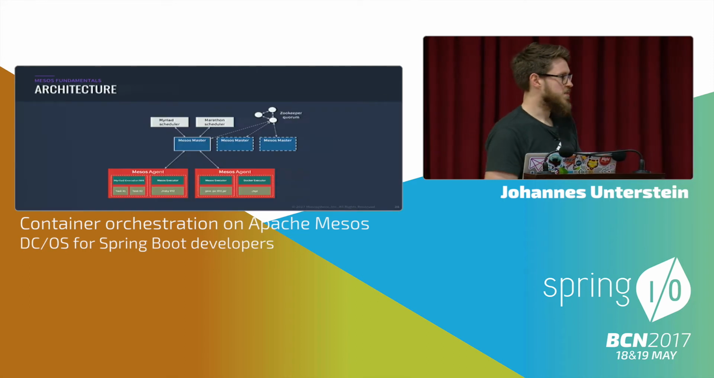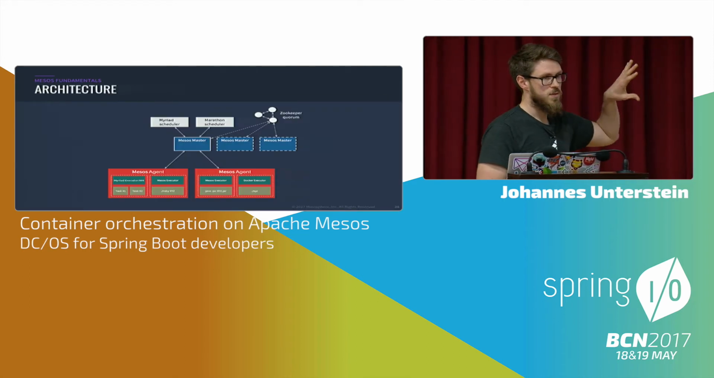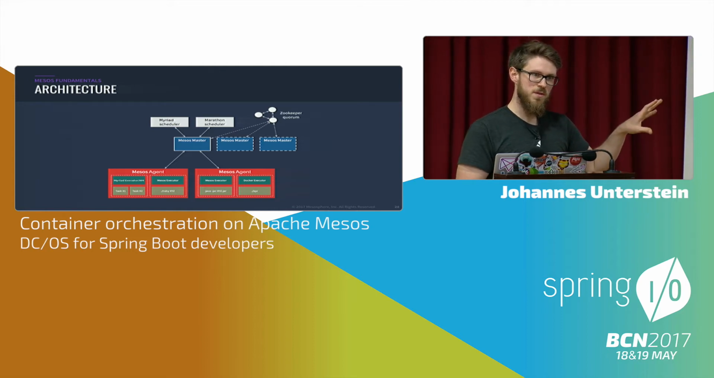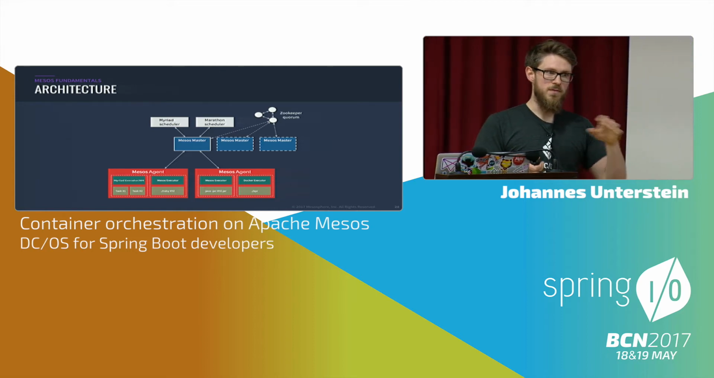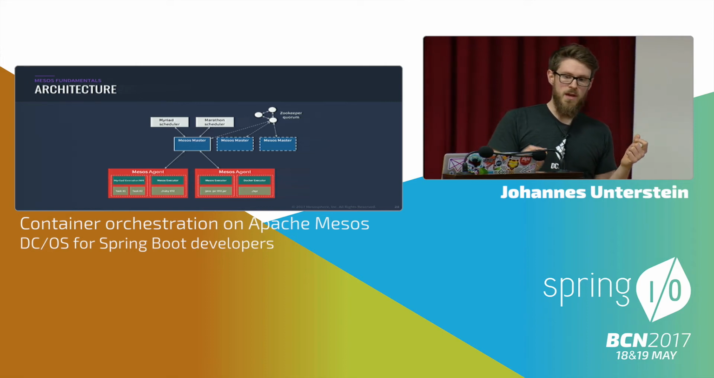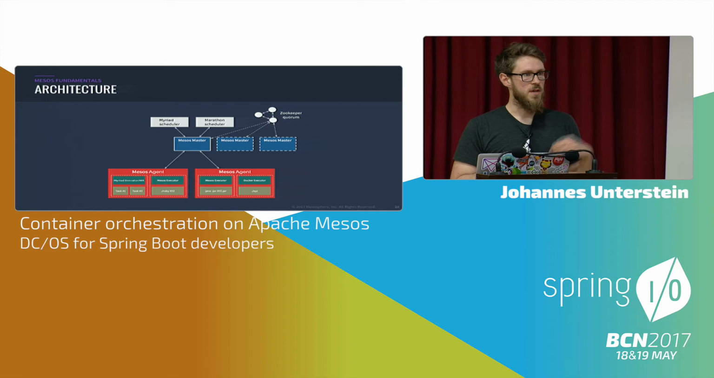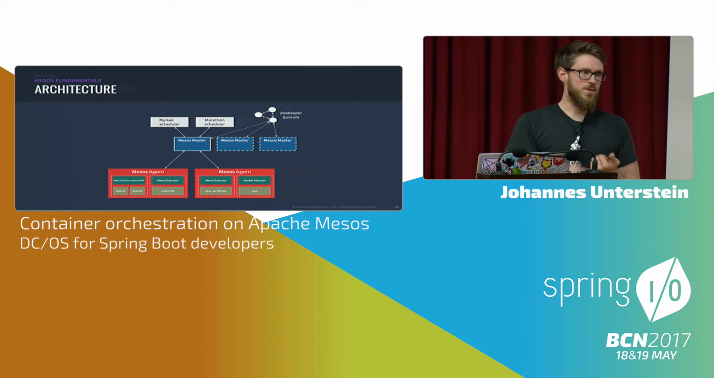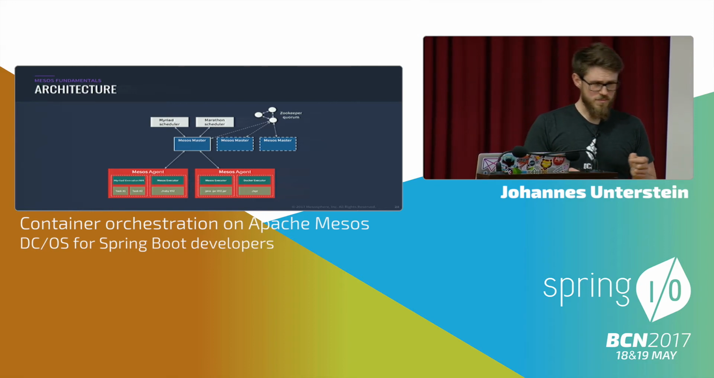And Mesos works basically this way. You have 2 kinds of Mesos nodes: Mesos master nodes, which are management nodes having an overview of the cluster, and you are able to have these highly available. And you have Mesos agents. And Mesos agents are executing nodes, executing Docker containers or Mesos containers.